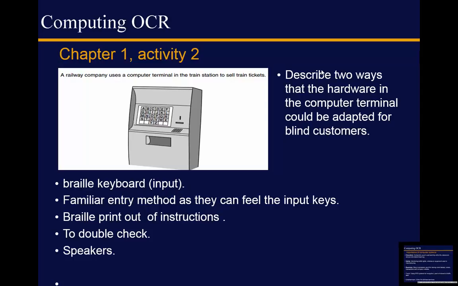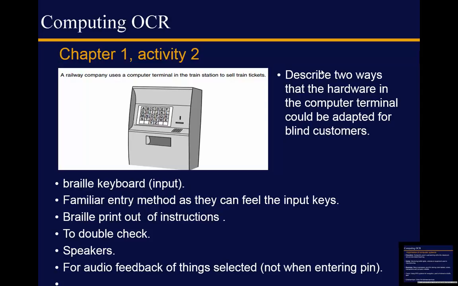And we can also use speakers. So speakers can be used, for example, to tell the user what they've selected. And again, for security reasons, we won't use any feedback when there's a pin being entered.